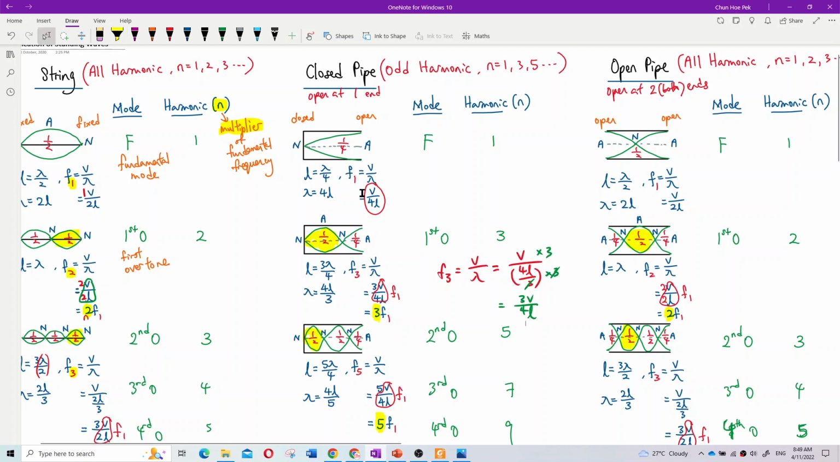What does it mean by 3F1? Class, what does it mean by 3F1? That means this first overtone is 3 times the frequency of the fundamental frequency. Understand? So it is 3 times higher. It's not even the second; it straight away jumps to the third. 3 times the frequency.